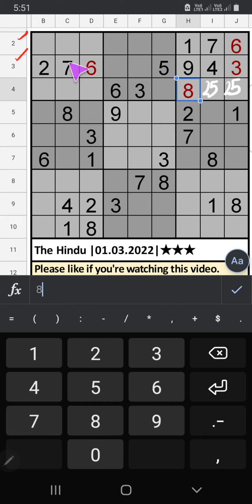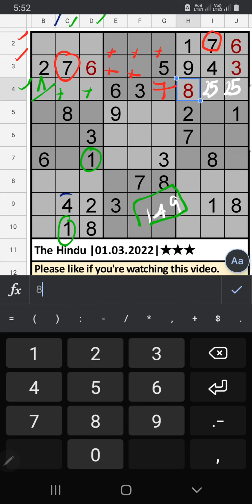Second row and third row, we have 7. So 7 can't come in these cells. Then 7 is confirmed here. Fourth row, 3 numbers are remaining: 1, 4, 9. Column C and column D, we have 1. So 1 can't come in these cells. Then 1 is confirmed here. Then only 2 numbers are remaining, 4 and 9.